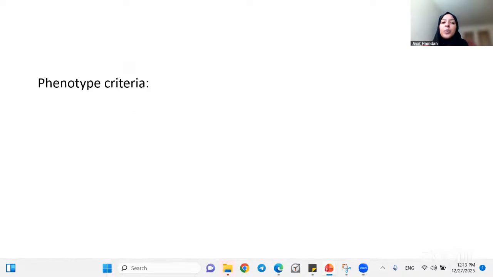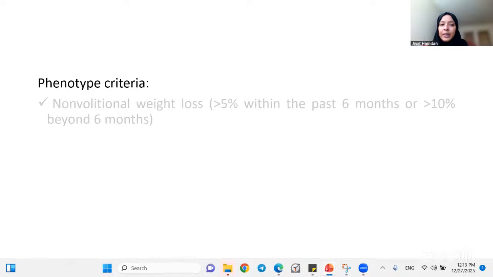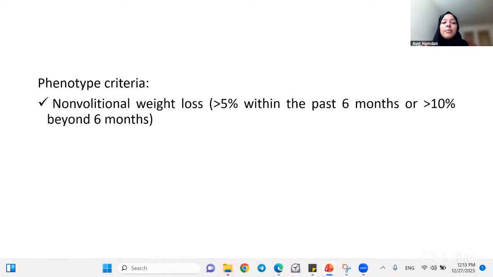Okay. So what are the phenotype criteria? There are 3 criteria. The main and the catching one is weight loss. The weight loss needs to be non-volitional, which means involuntary, undesired, and unintentional. The patient is not intending to lose weight. What should concern you as a provider is if this older adult is losing more than 5% of his weight within the past 6 months or more than 10% of his weight beyond 6 months.